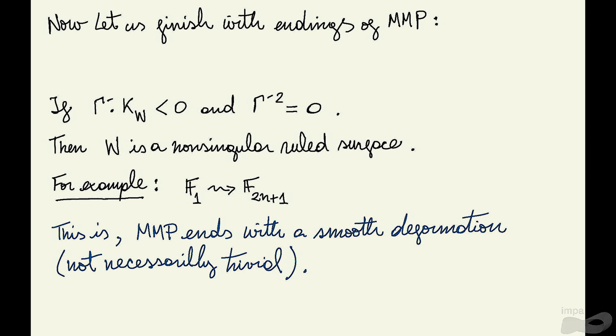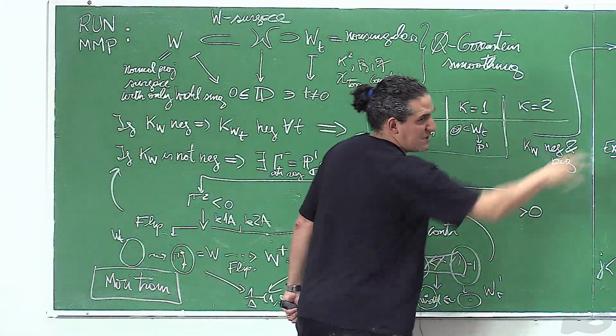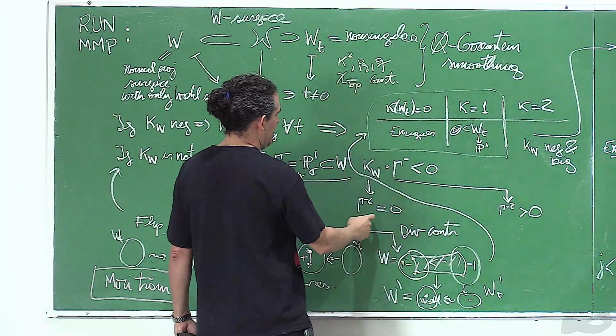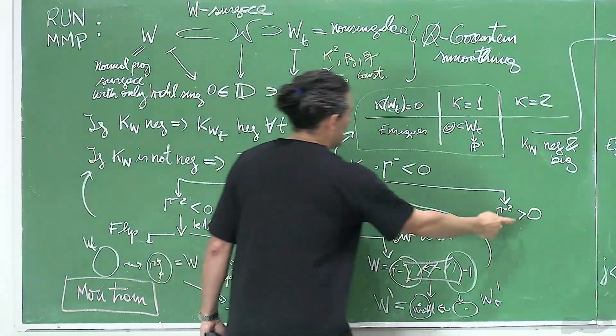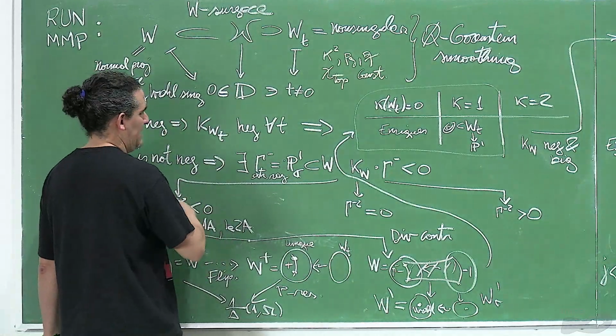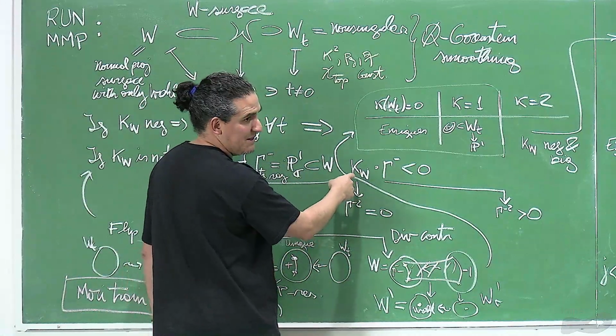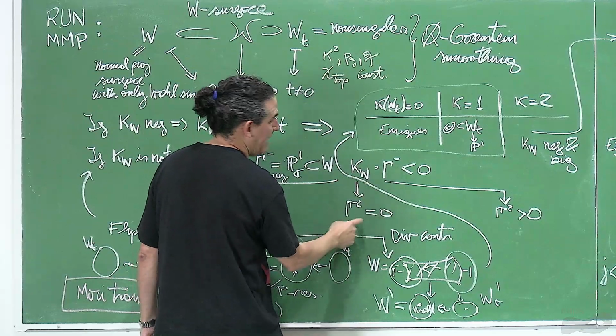And now I want to go to the endings of MMP. So we have two situations. So at the beginning, I was telling you about the minimal models. So we have this, and we have the moduli space there. But now I would like to tell you about this situation and that situation. So assume that you don't have a curve like this. But the canonical class is still negative, so you need to have a curve like that.